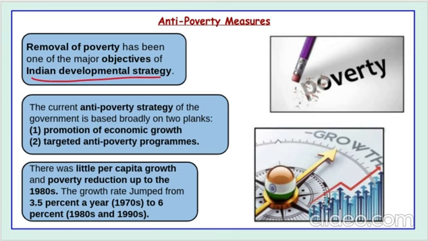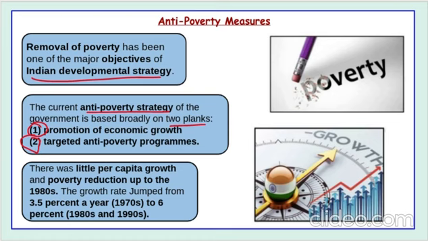Now, the current anti-poverty strategy of the government is based on two planks. What are those two planks? First is the promotion of economic growth, and second, targeted anti-poverty programs also. We're doing some anti-poverty programs which we will see ahead.